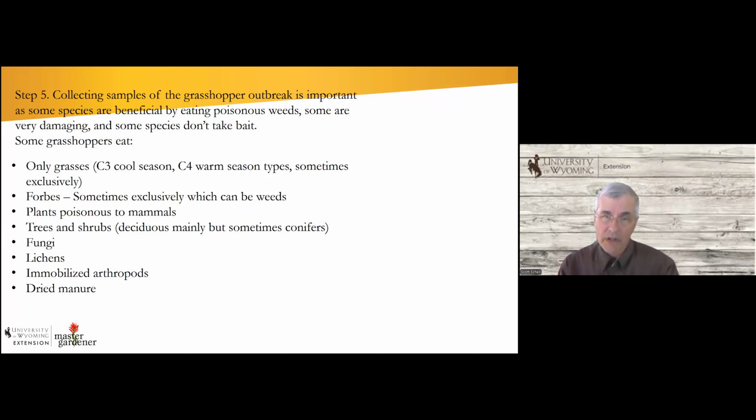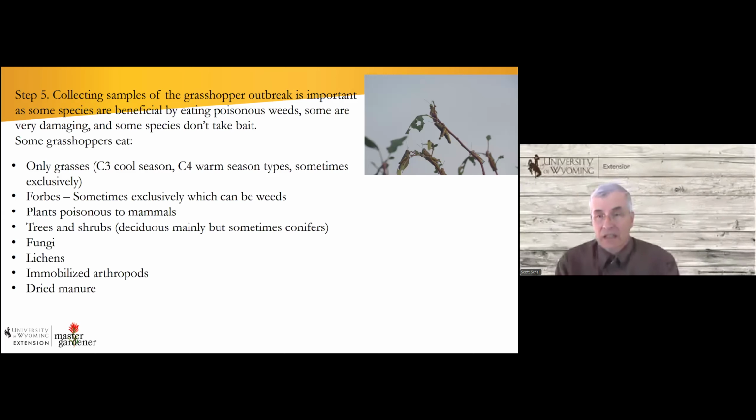Conversely, some of them are very bad as far as they consume a lot of the good forage. There are some that only eat grasses, would starve if they were next to a field of broadleaf crop plants. Some of them only eat cool season grasses, and some of them primarily only eat warm season grasses. So again, some of them can be very damaging if they move into trees and shrubs. This is a picture. My friend in Nebraska has a small orchard he was trying to grow in central Nebraska, and grasshoppers came in and were very damaging to his fruit trees.